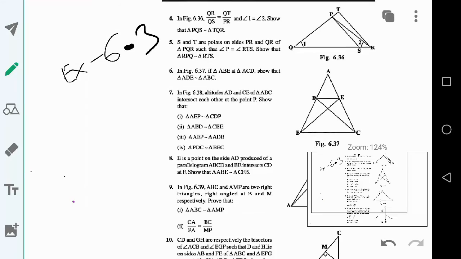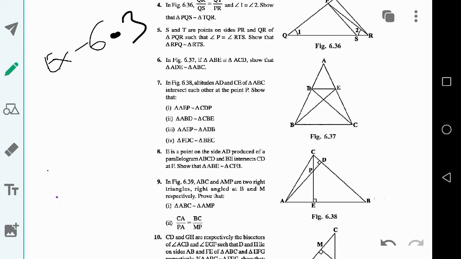In this video, we are going to solve the problems of exercise 6.3 of NCERT textbook of mathematics class 10, from question number 5 to question number 9. Because we have already solved question number 1, 2, 3 and 4 in the last video. I have shown you how to solve those questions. So today we will start from question number 5.